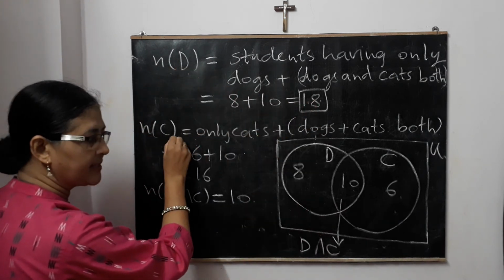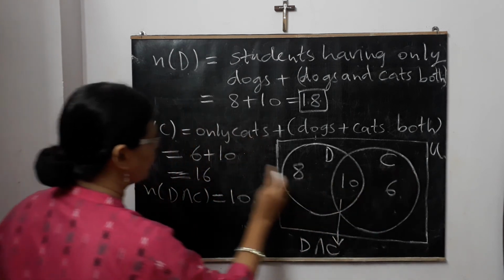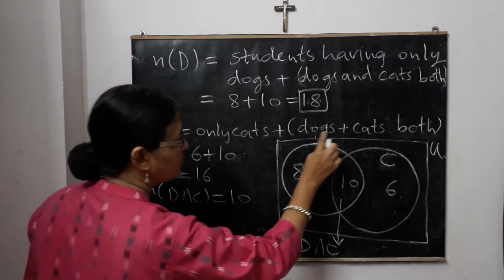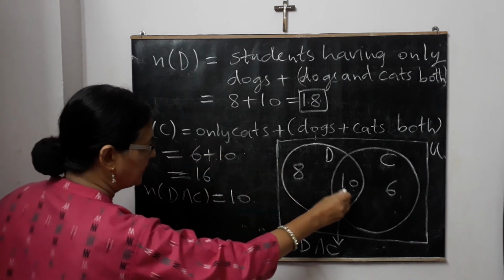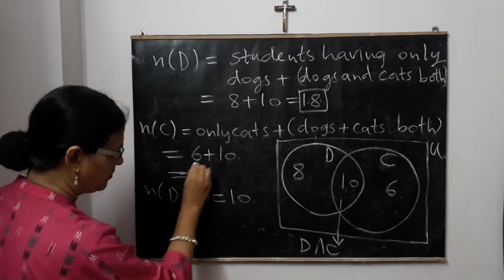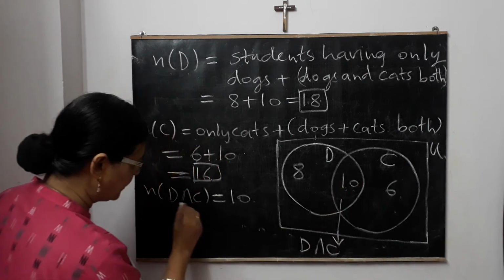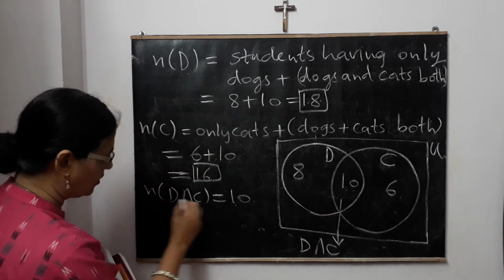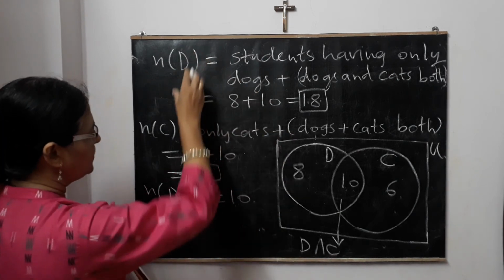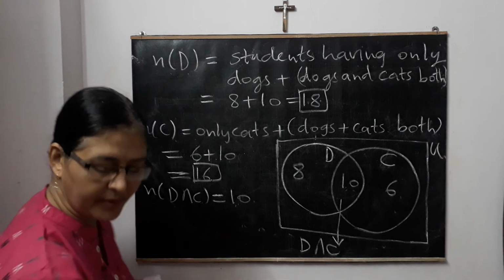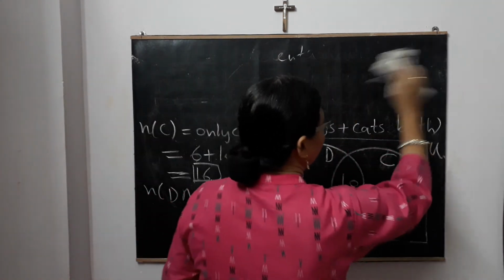And now n of C we have to find out. Which will be only cats plus this also together, only cats plus dog and cats both. Only cats is 6 plus intersection 10, that is equal to 16. And what is the intersection part? n of D intersection C, that is 10. Now you have got n of D, n of C and the intersection. What do we have to find out? The union. So we'll go to the formula of union.